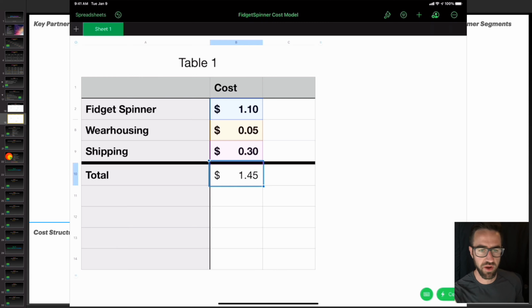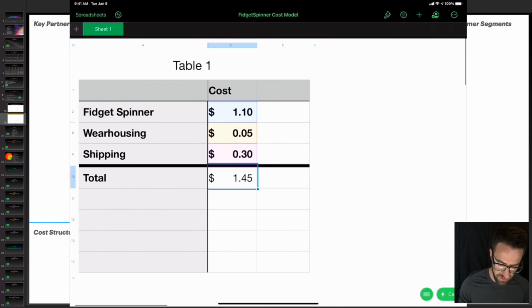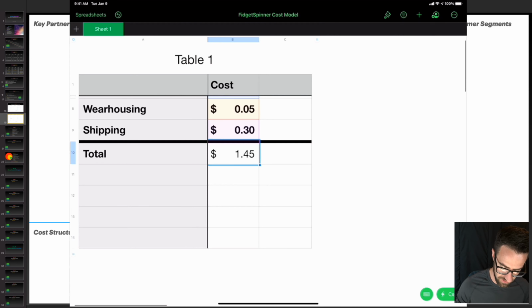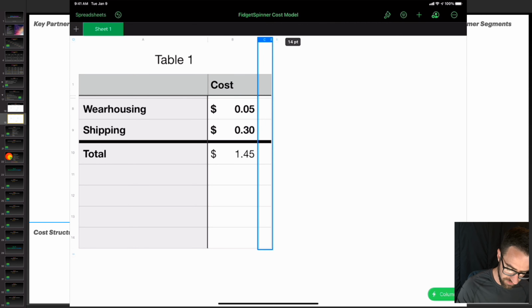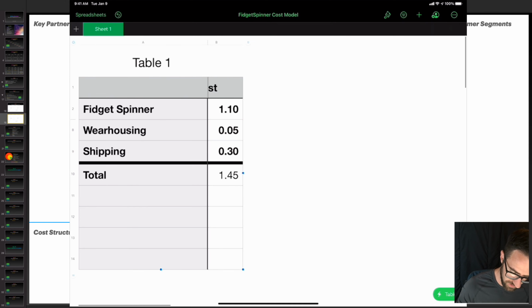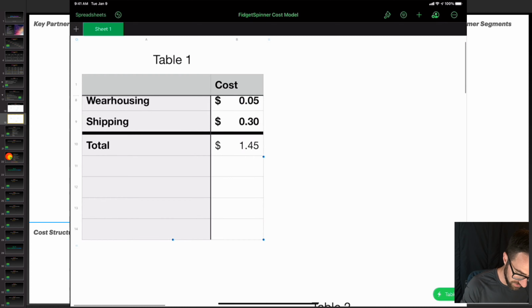So $1.45 is how much it's going to cost us to get a fidget spinner into the hands of a customer. Okay, this is our cost. What we're going to sell the fidget spinner for is a different number. Okay, so let's go further down here. Let's see if we can make it smaller.